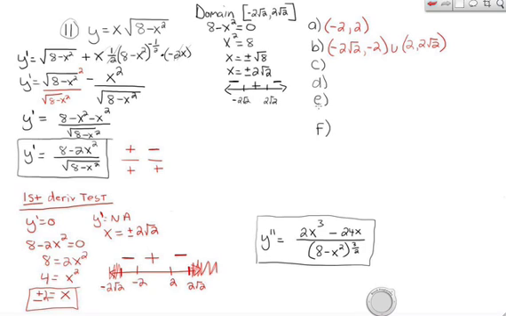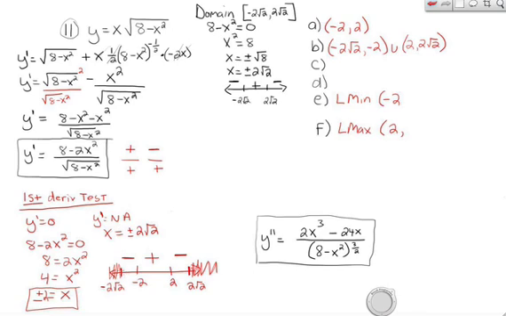Part E is local mins and maxes. So, thinking local minimum, we have negative 2. We're going down and then up. Local max, we would have positive 2. But we actually have 2 more, and that would be the endpoints.